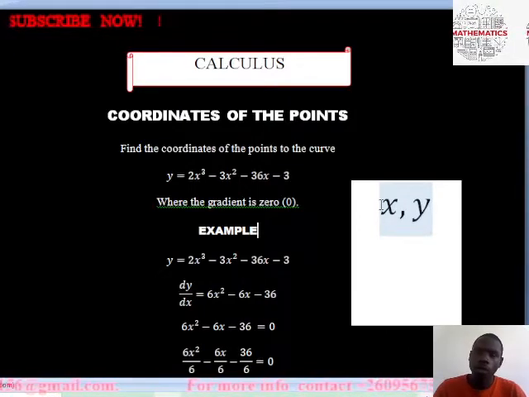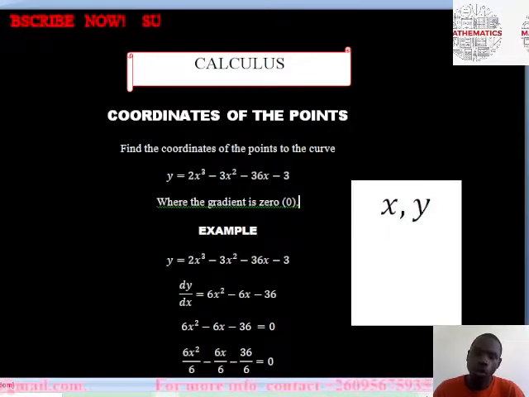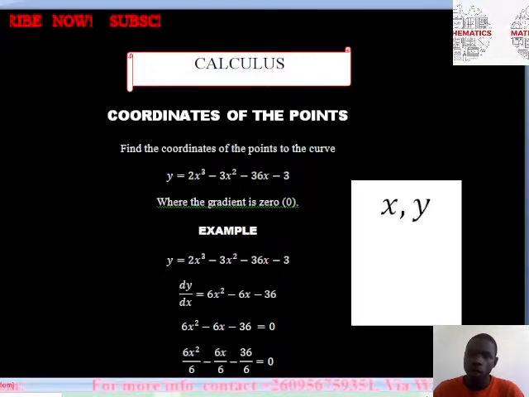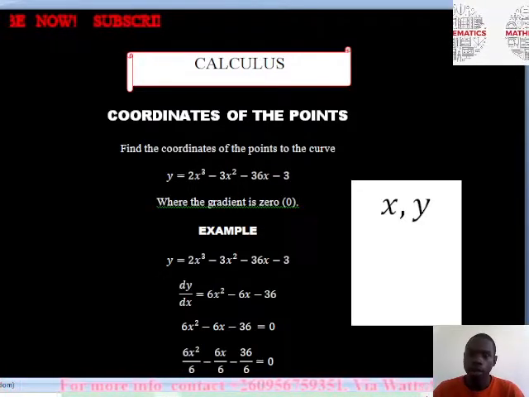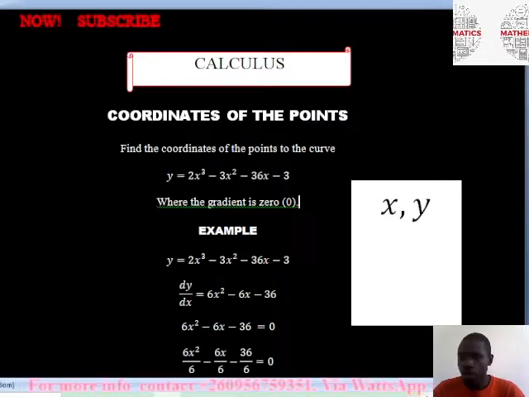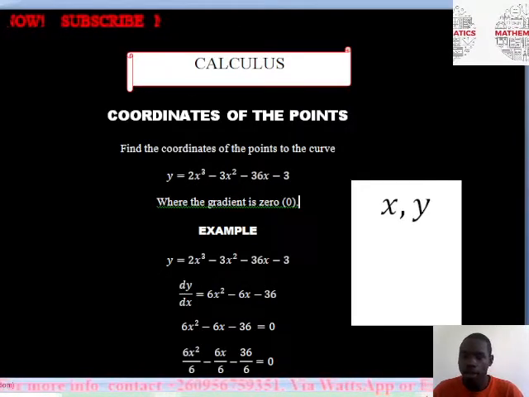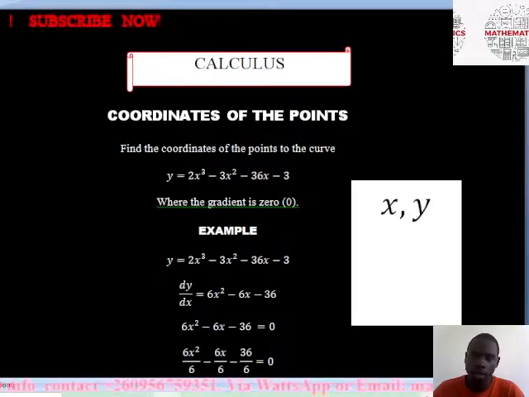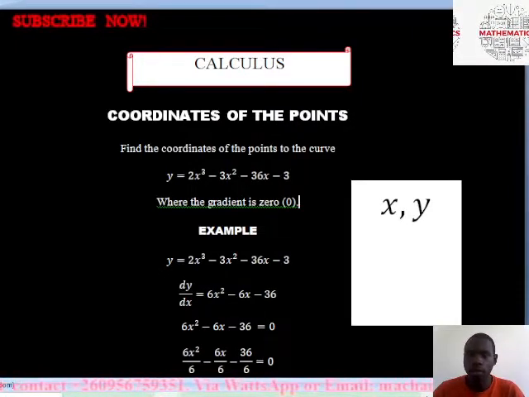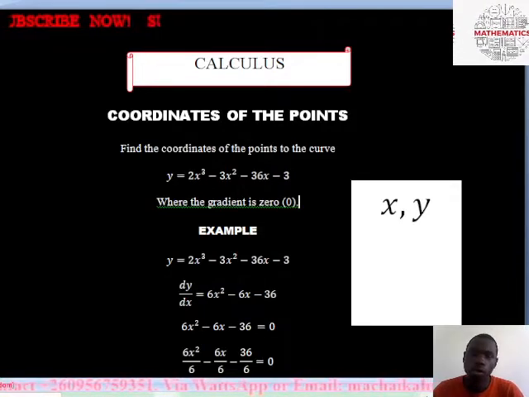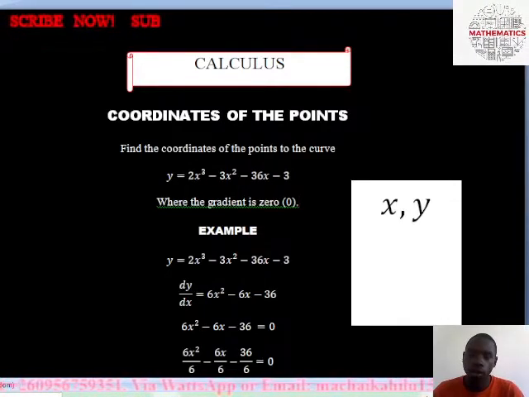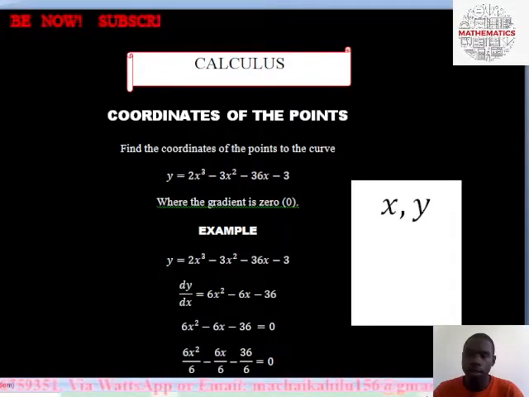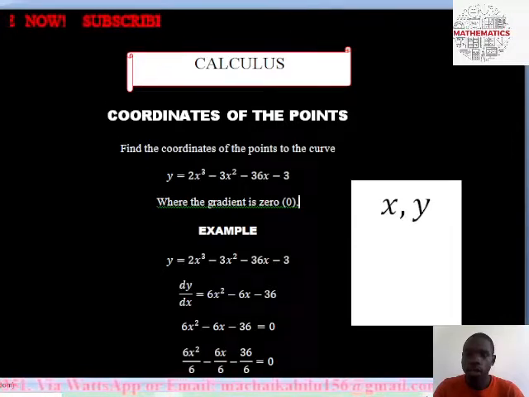Now having said that, for you to be able to find the coordinates of the points, first of all, you are going to be given the curve or a function. On that function, remember that you need to differentiate that function first. Find the derivative of that function. After finding the derivative, that's when you can go on and find the coordinates. So the first step is to differentiate it. So now let's differentiate this curve.